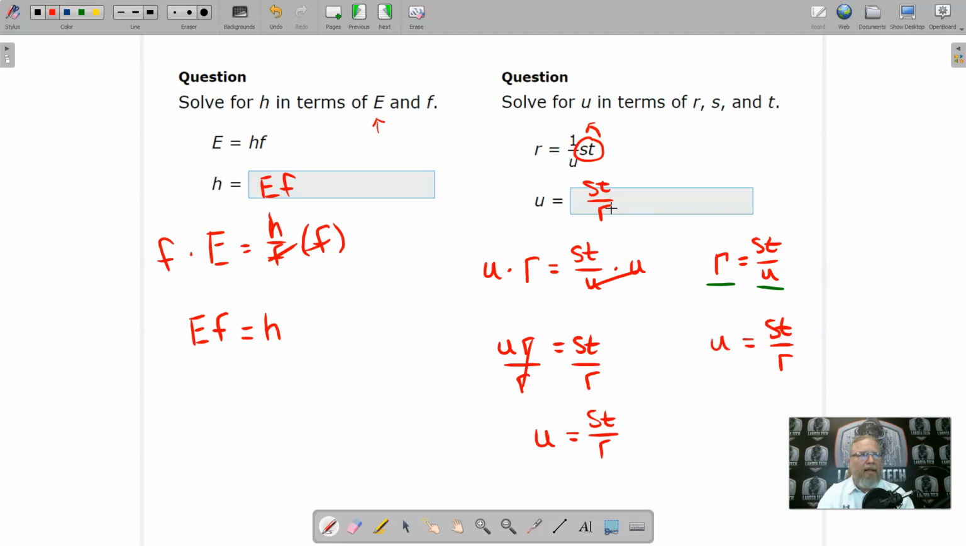u equals st over r. It's a little bit of a shortcut there. So if you get to the point that you have a fraction and they want you to solve for whatever the denominator is, the denominator is just going to switch places with whatever is there in the first place, if that makes sense. You do this enough, you'll see that pattern starting to develop.